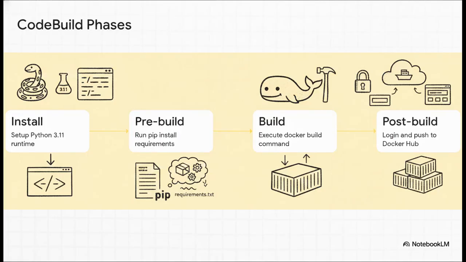So what exactly are those instructions living inside our buildspec.yaml? Well, there are 4 distinct phases our CodeBuild worker is going to execute. First up, the install phase, where we set up our Python 3.11 runtime environment. Second, the pre-build phase, where we run pip install to get our Flask dependencies ready to go. Third, the actual build phase, where we execute the Docker build command. And finally, the post-build phase, where we securely log into Docker Hub and push up our newly minted image. This file is literally the step-by-step logic of our continuous integration.